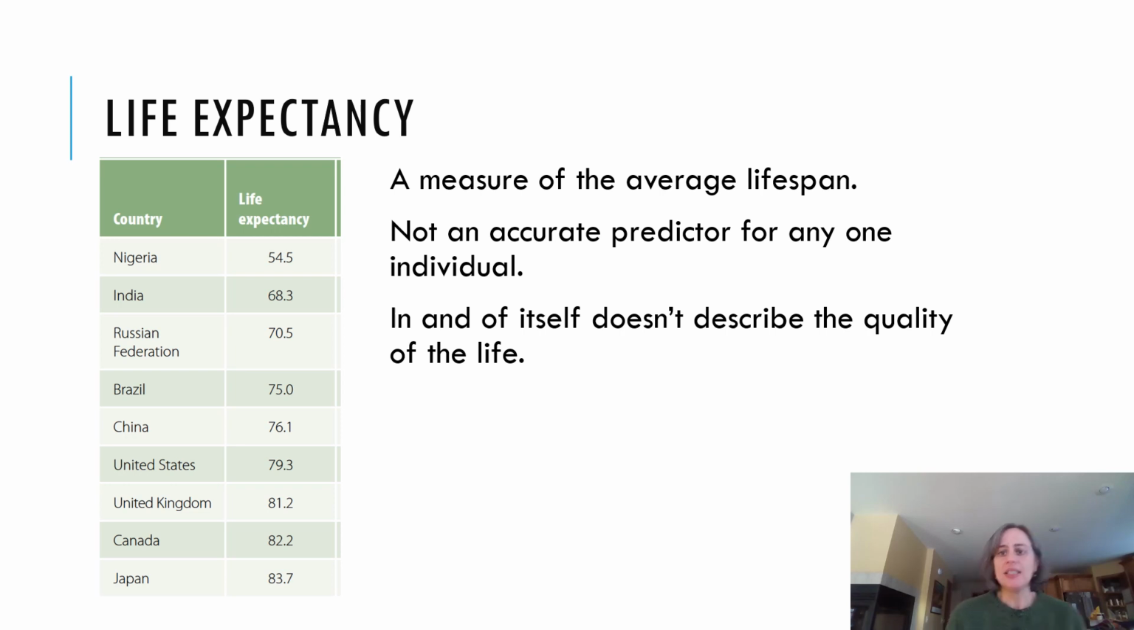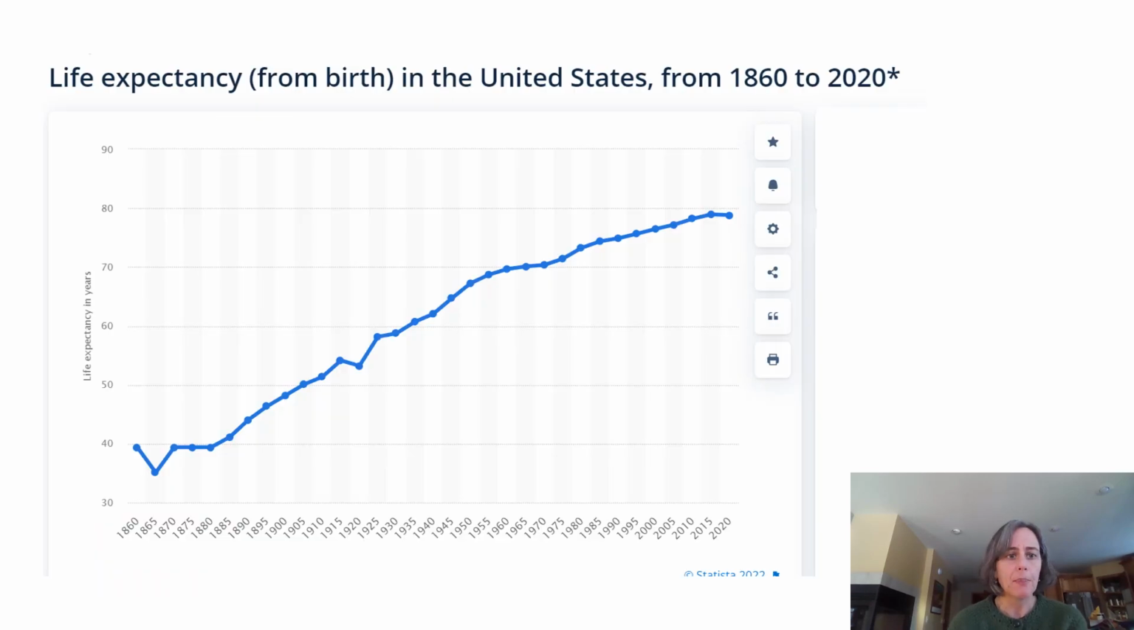All right, so let's take a look at some changes in life expectancy over time, because that's really interesting. Here we go. This is life expectancy in the United States over the time listed, 1860 to 2020.